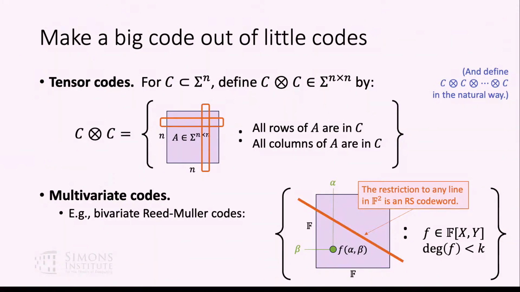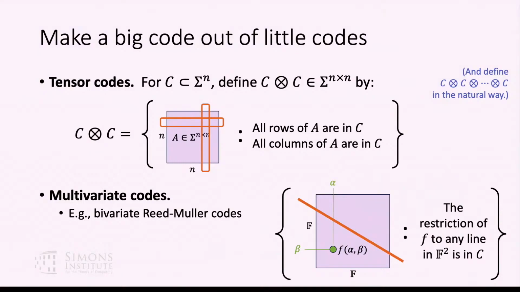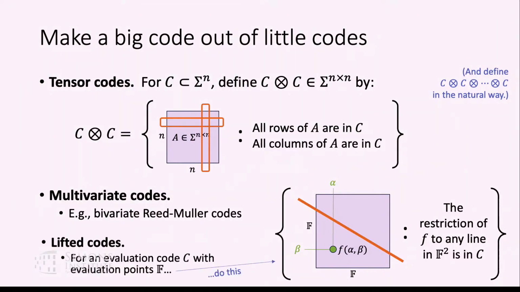Another example is lifted codes. Instead of this definition here, where I define it like this, and hey, it just happens to have this property that when I restrict to a line, I get something in my original code, I could actually just define the code that way to begin with. I could define it to be evaluations of all of the bivariate functions f so that when I restrict to a line, I get something in the code. This turns out to be different. This is called a lifted code.